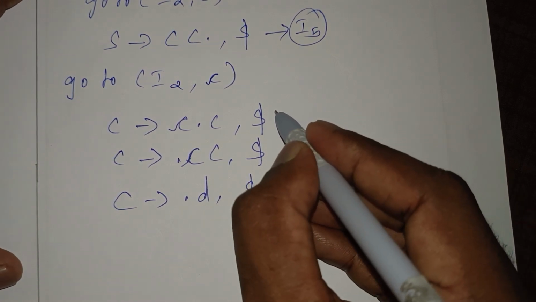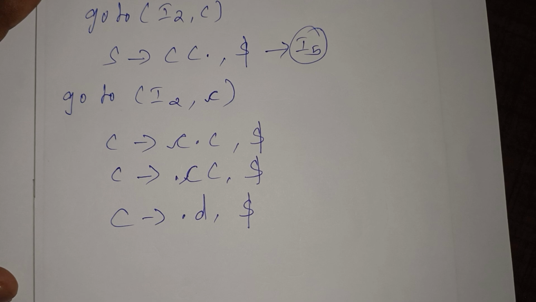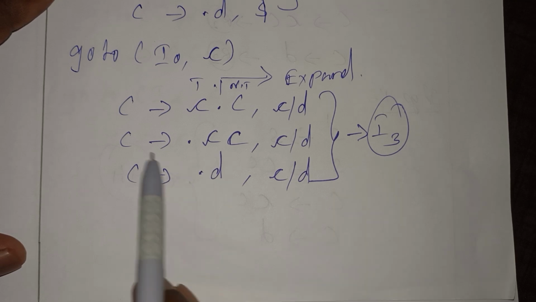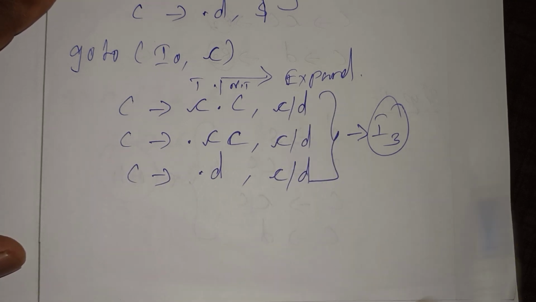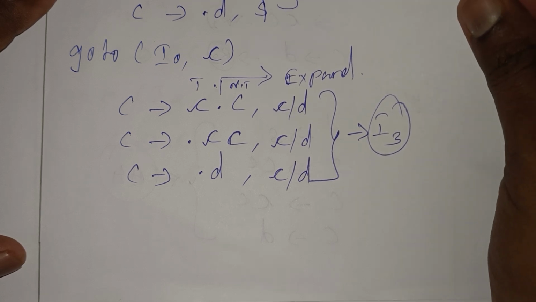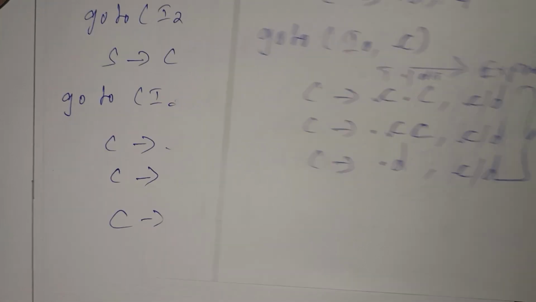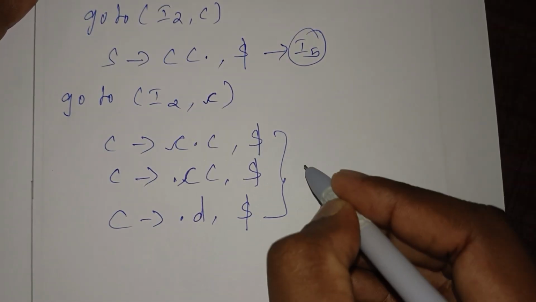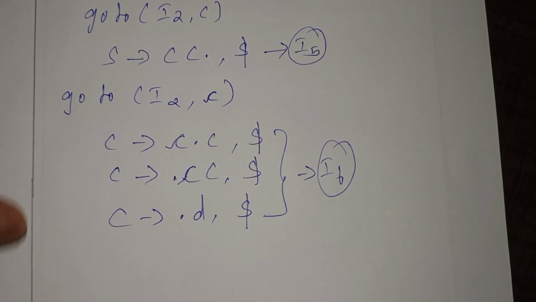Now we are going to check whether it is a new state or whether we already have this state. Let me show you the similar state. Right here you can check it. This iteration number 3 is also the same way, but the lookahead value is different. So we cannot call this a repeated state. It is a new state, right? Because it ends with a lookahead value called dollar. So I'm going to call this iteration number 6, right?